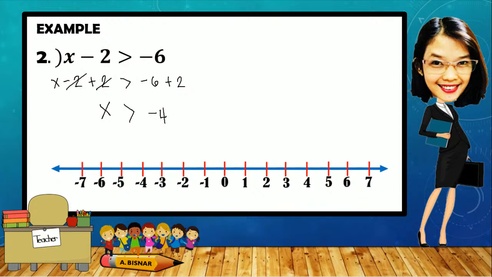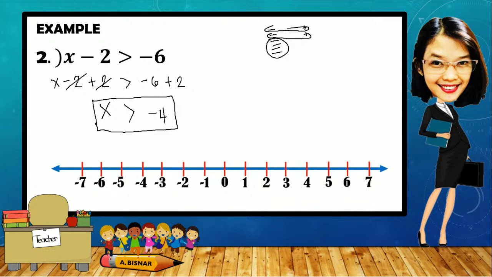Diba? Negative 6. 1, 2, 3, 4, 5, 6. Yan yung sunod. 1, 2. A pair of positive and negative is already equivalent to 0. So, ilan yung natira? Negative 4. So, the answer will be x is greater than negative 4.